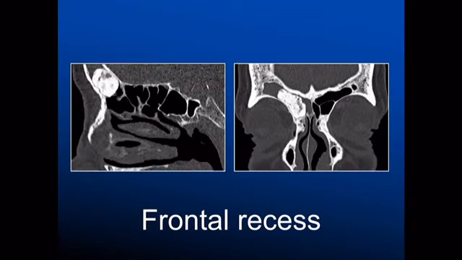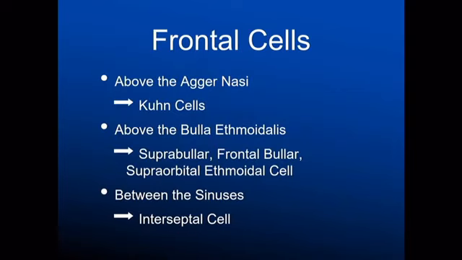So in this case it's pretty easy to work out why the frontal sinus is obstructed. There's a giant osteoma sitting in the frontal sinus drainage pathway, but in most cases it's quite difficult to work out what's going on. So we have to think about these frontal cells. There's a bunch of different frontal cells, and they are a little bit confusing. We have Kuhn cells, which are anterior and above the Agger nasi cells, and then we have suprabullar cells, which are above the bulla ethmoidalis, and they're posterior. So basically, if you can work out if it's anterior or posterior, which is when the sagittal scans are important, then you can work out if it's a Kuhn cell or one of the other types.